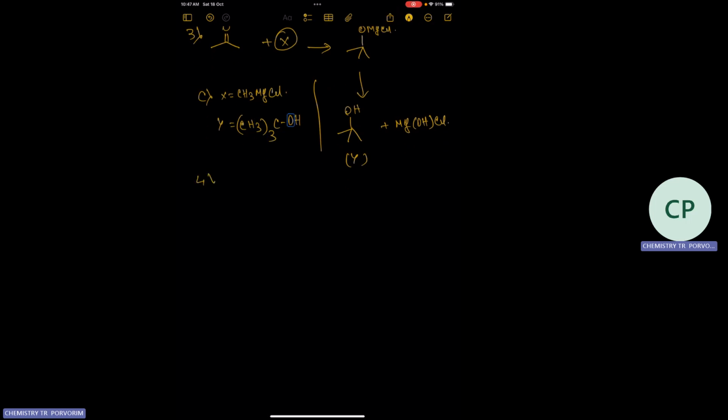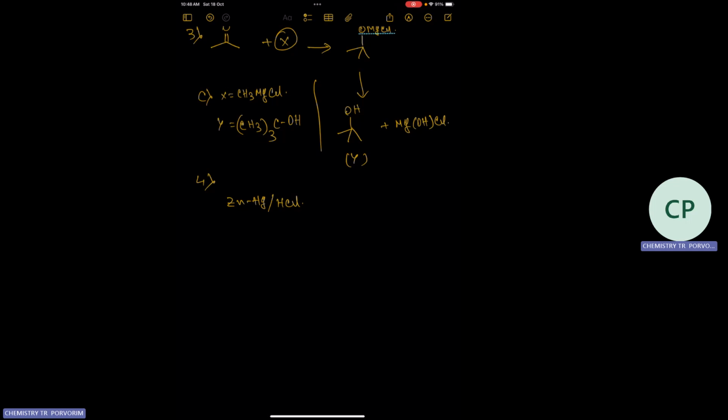Next, question number 4. Which one of the following pairs is not correctly matched? The first one is Clemmensen reduction. What is the reagent of Clemmensen reduction? The reagent is zinc amalgam, Zn-Hg, with HCl. They are asking which is not correct, so this is the correct thing.